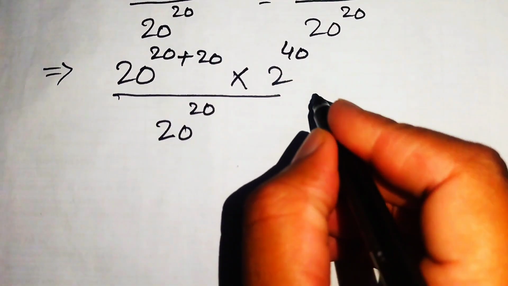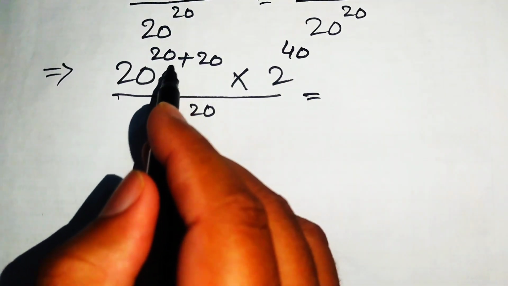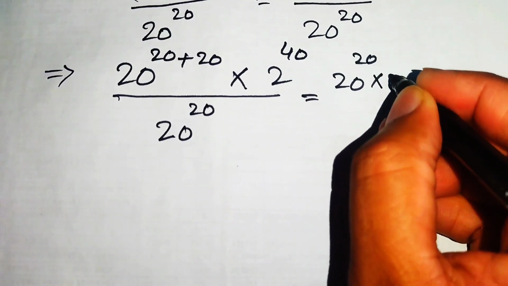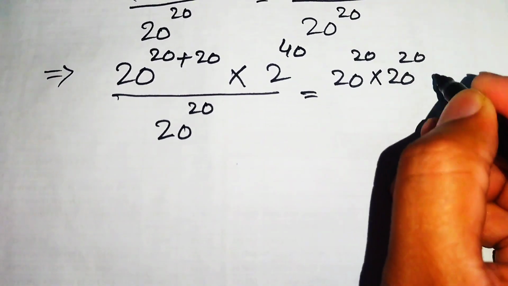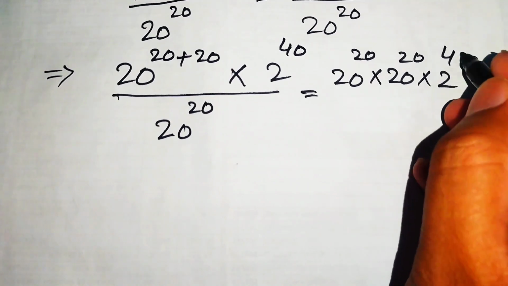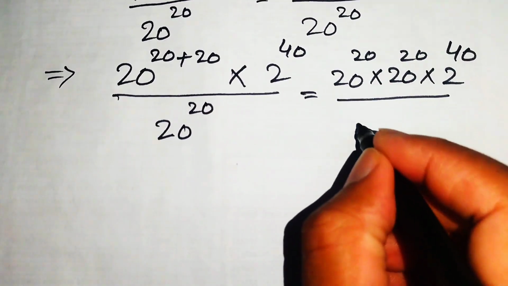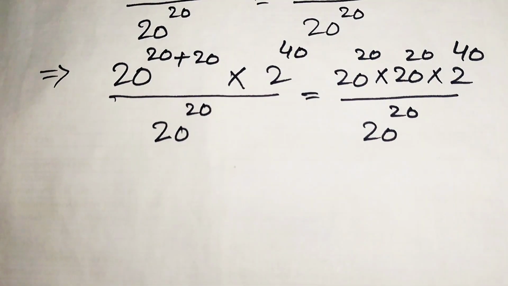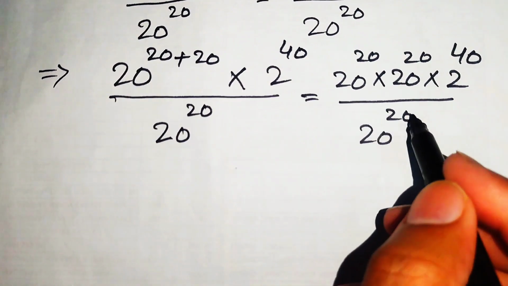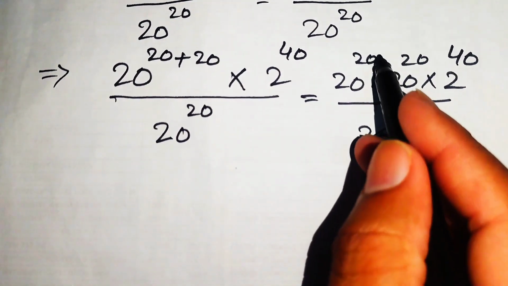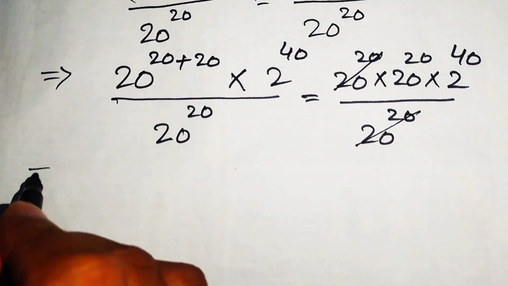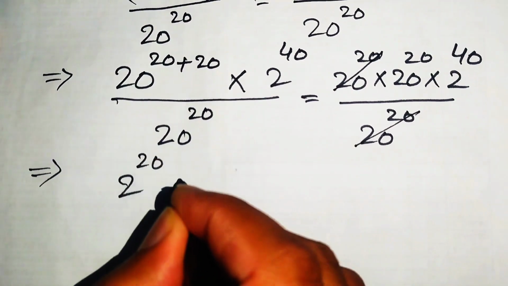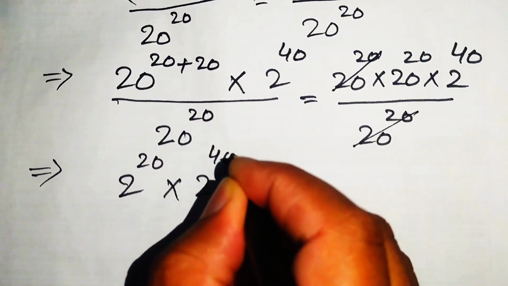So here we again separate these two exponents, and we write it as 20 to the power of 20 multiplied by 20 to the power of 20 multiplied by 2 to the power of 40, and it is whole divided by 20 to the power of 20. And now in the next step, you see here we have the like term. So this 20 to the power of 20 is cancelled out by this 20 to the power of 20, and we will again write it as 20 to the power of 20 times 2 to the power of 40.